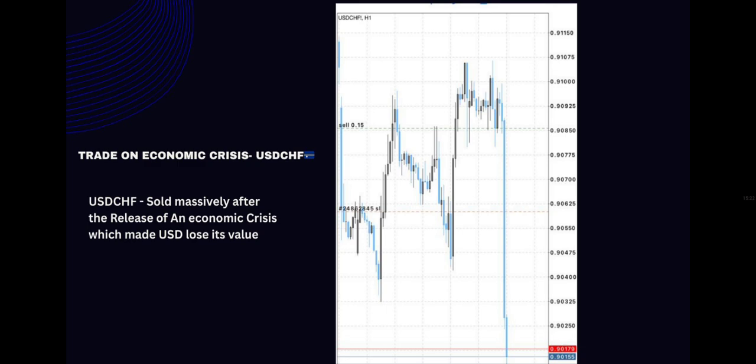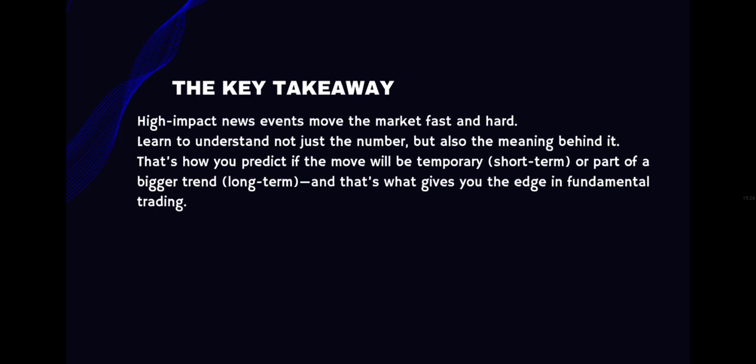That is simply it. So, key takeaway: high impact news events move the market fast and hard. Learn to understand not just the number, but also the meaning behind it. That's how you predict if the move will be temporary, which is short term, or if it will be part of the big trend, which is long term. And that's what gives you the edge in fundamental trading. I've shown you evidence that fundamental analysis moves the market drastically.